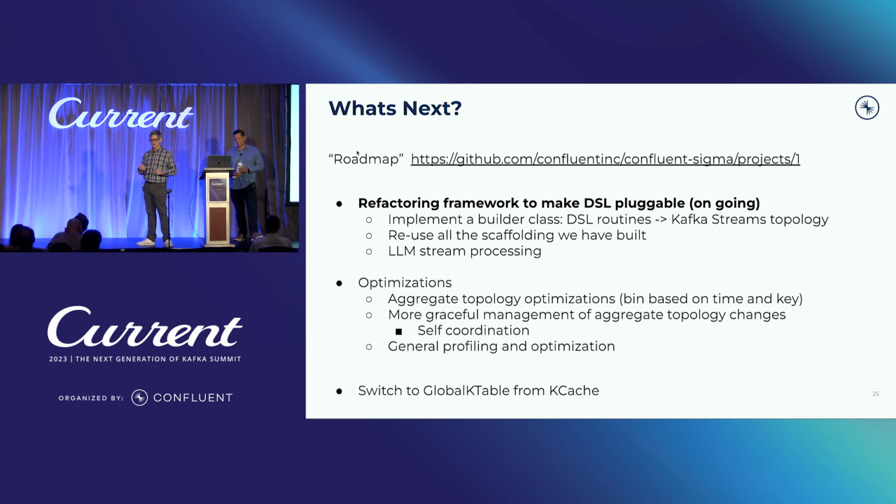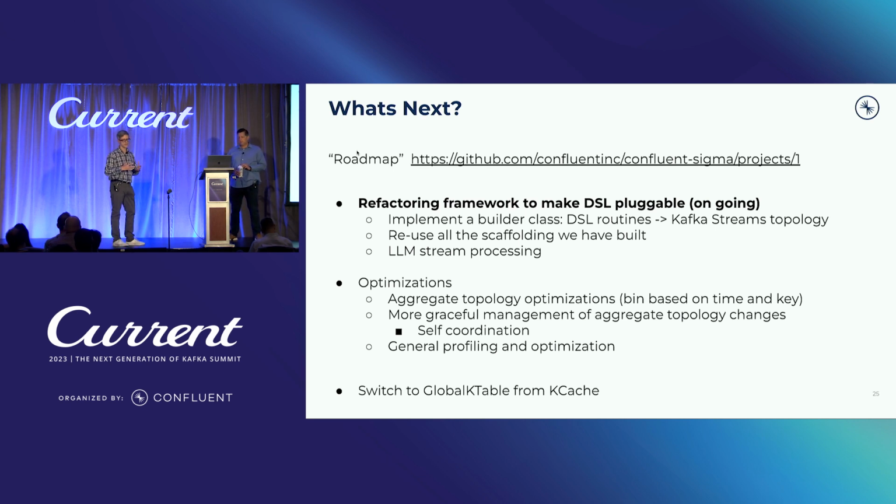OK, optimizations is a big one, right? First of all, we want to do some aggregations on the topology, the aggregate topology. And this means essentially that we want to bin based upon key and time window. Because if they share the same key and they share the same time, we should be able to share the same topology and then apply the rules in a similar fashion to what we're doing with the simple topology.